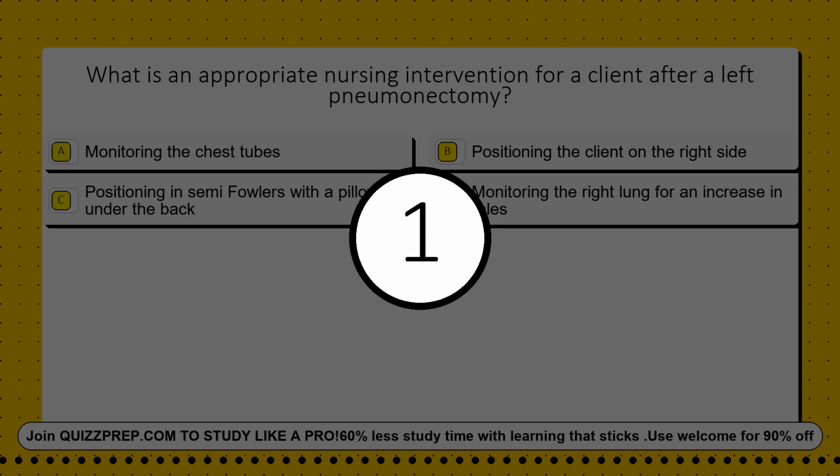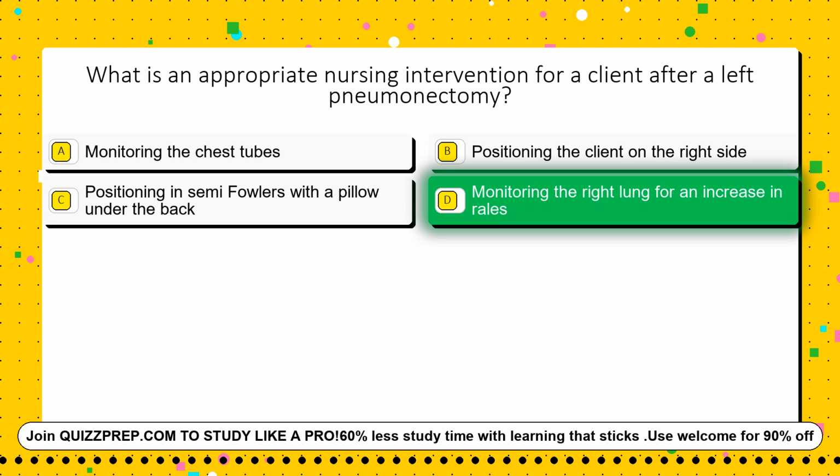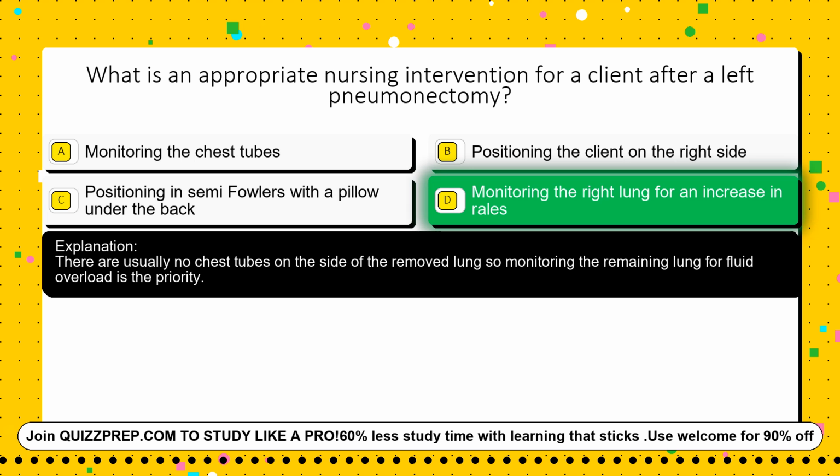The correct answer is option D. Monitoring the right lung for an increase in rales. There are usually no chest tubes on the side of the removed lung, so monitoring the remaining lung for fluid overload is the priority.